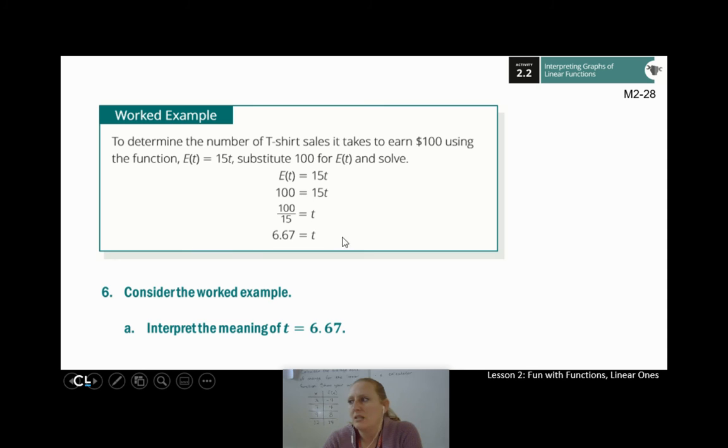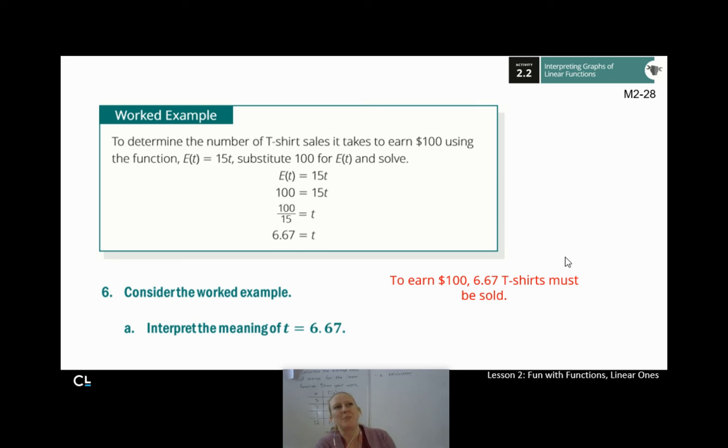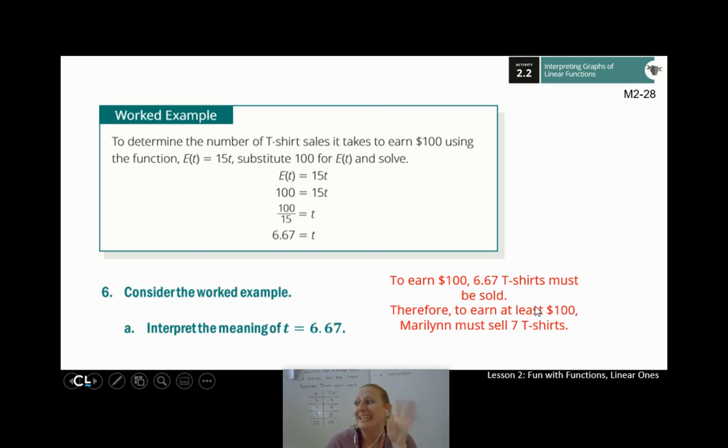So this means that to earn $100, 6.67 t-shirts must be sold. But again, we don't have 6.67 t-shirts. You sell a t-shirt or you don't. There's no 0.67 of a t-shirt. So we don't want to sell 6 t-shirts because she wouldn't make her $100. So that means to earn at least $100, Marilyn is going to have to sell 7 t-shirts.